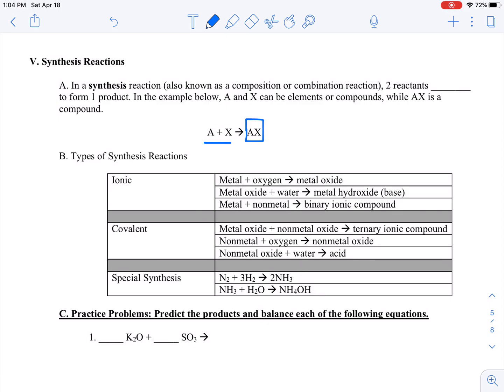this is something that you're going to be provided with on a test. It's not something that you need to memorize, but it is extremely useful as we're working through these.